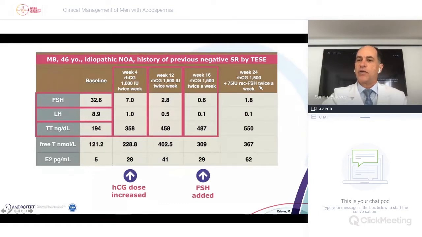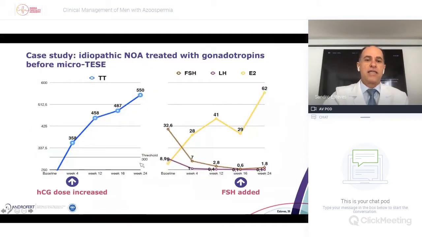In this case, I add recombinant FSH twice a week, 75 units. So after another month, I have got these results: FSH levels 1.8, which is quite good. Testosterone levels of 550, excellent. And then actually I was satisfied.